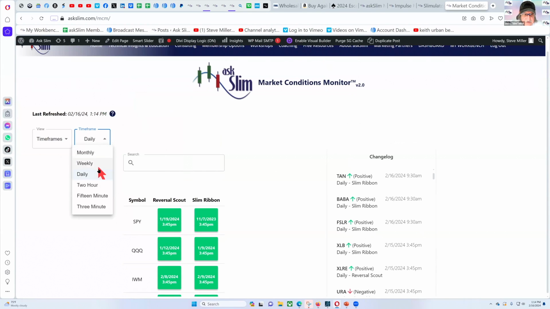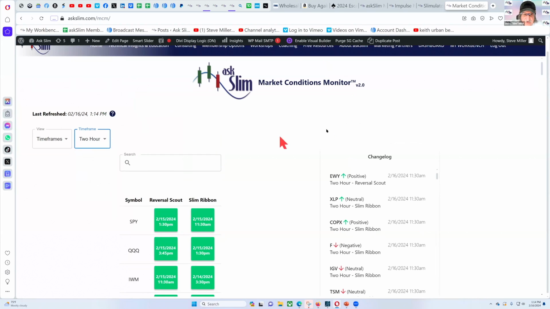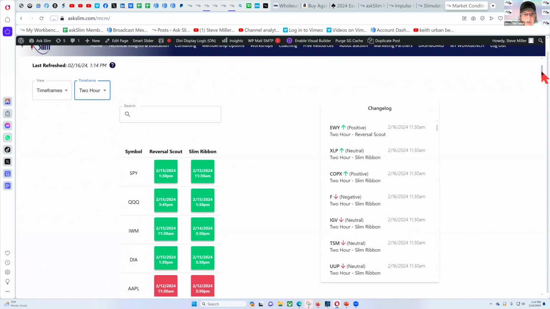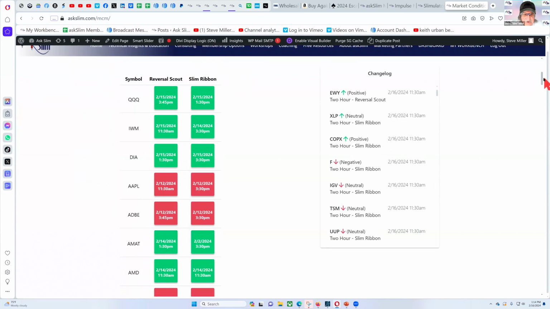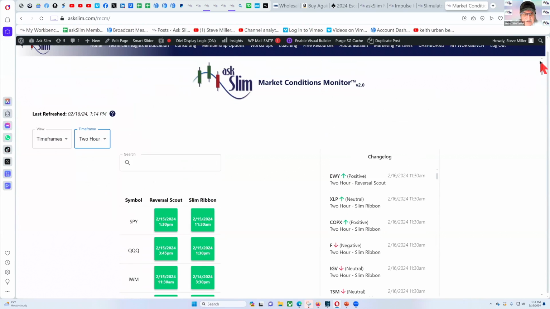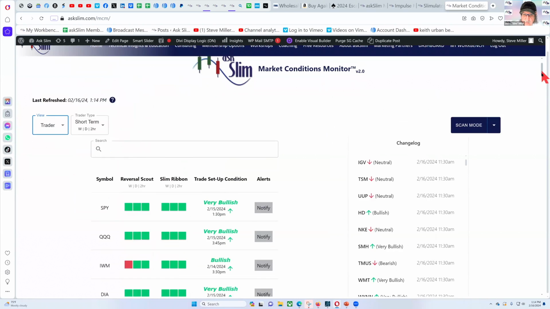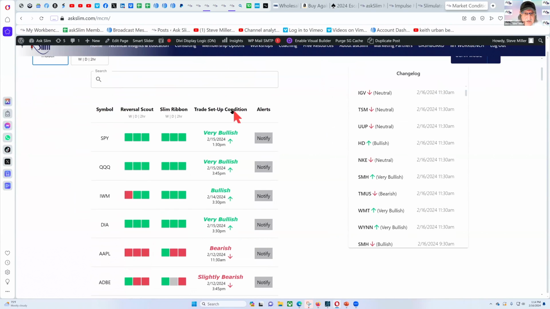If you want the 2-hour, which I just showed you, it tells you much faster when things change and when those conditions change, as you see right in here, looking at all of these stocks in the 2-hour. You can go down to 15-minute and 3-minute, which is available only to level 4 members for that version of it. Or if you want to use the trader version right here, where it gives you the condition setups right over here.